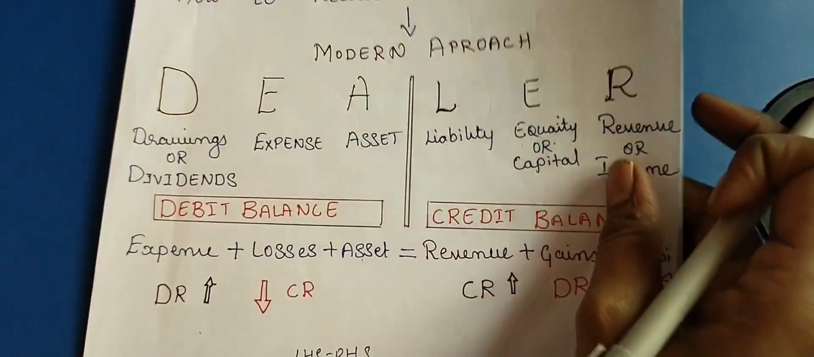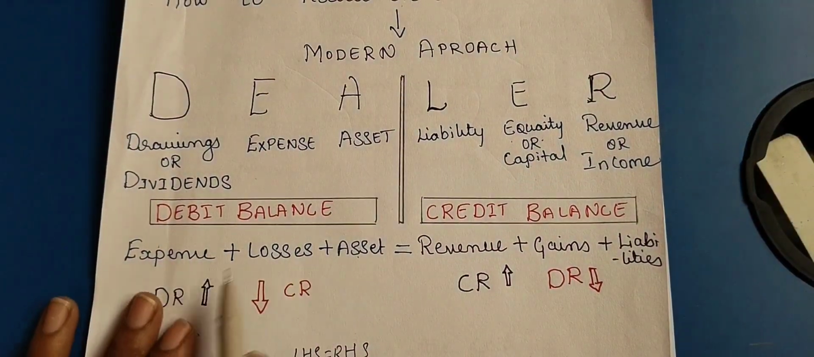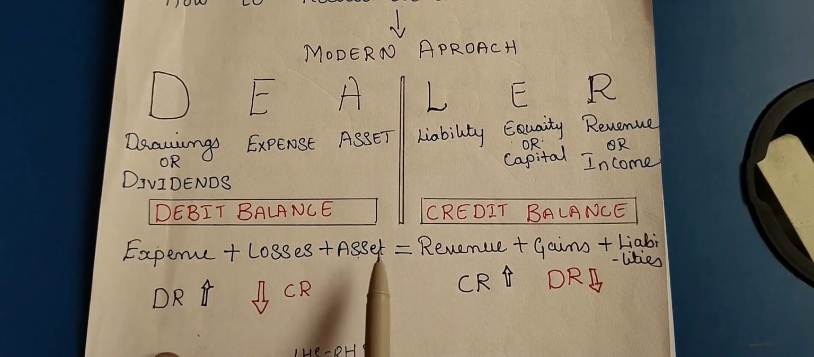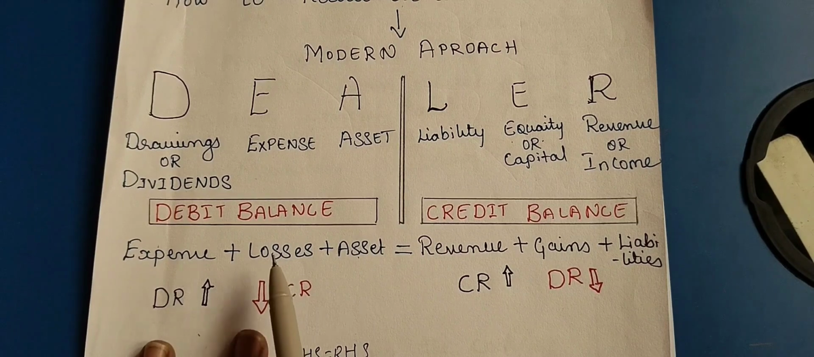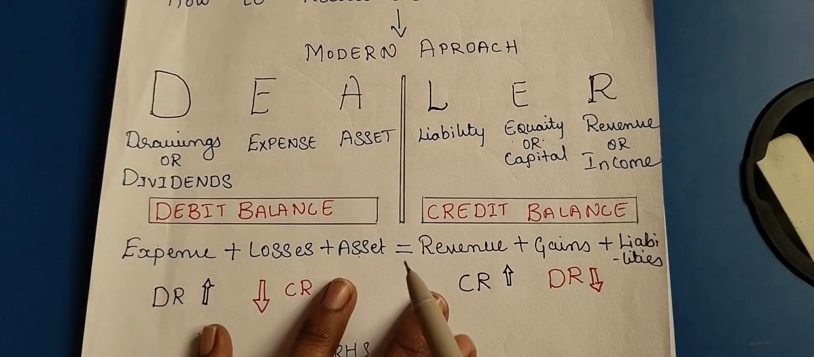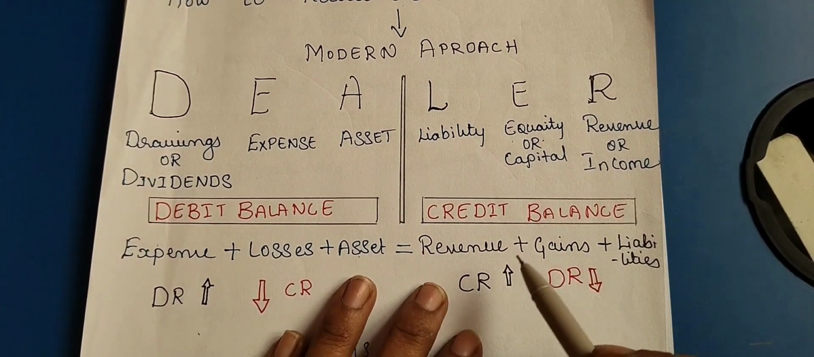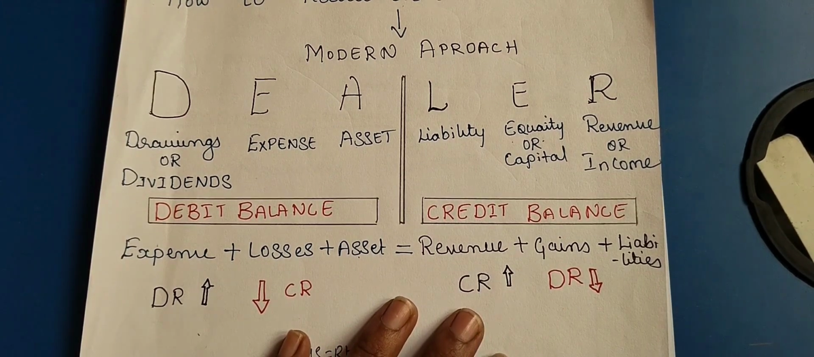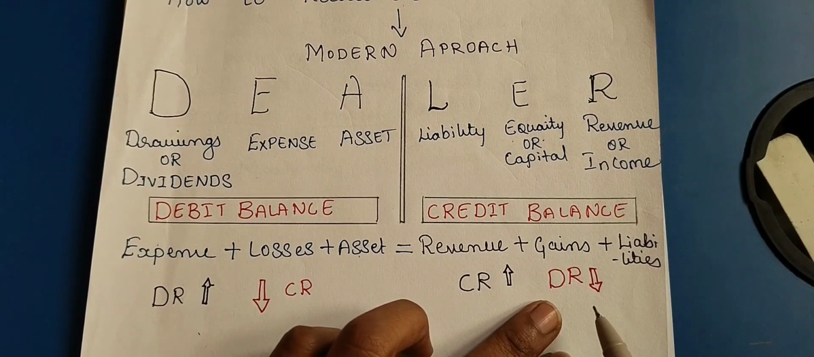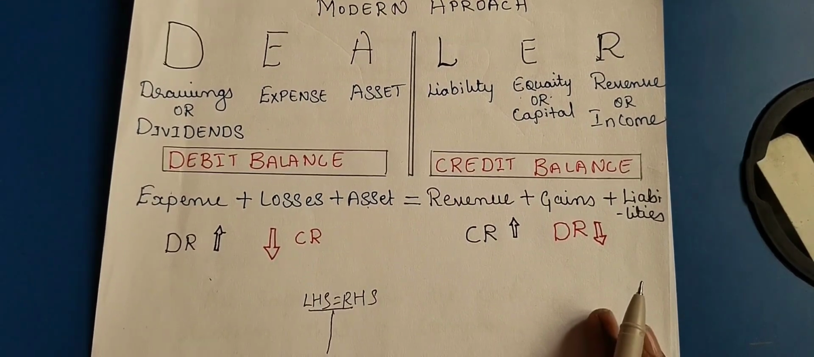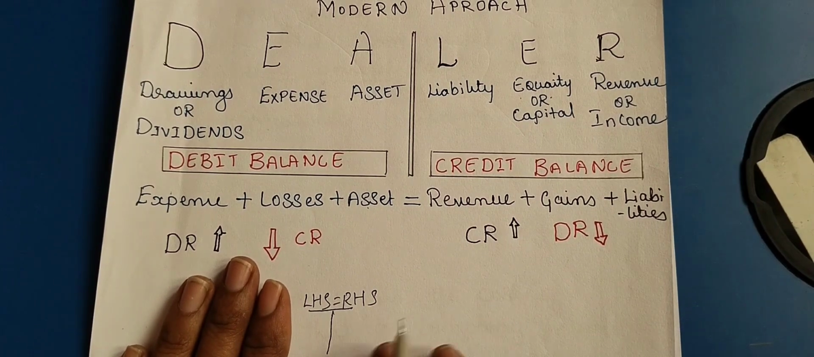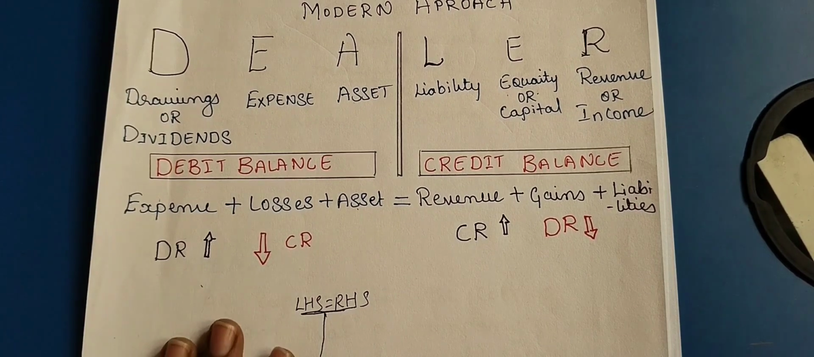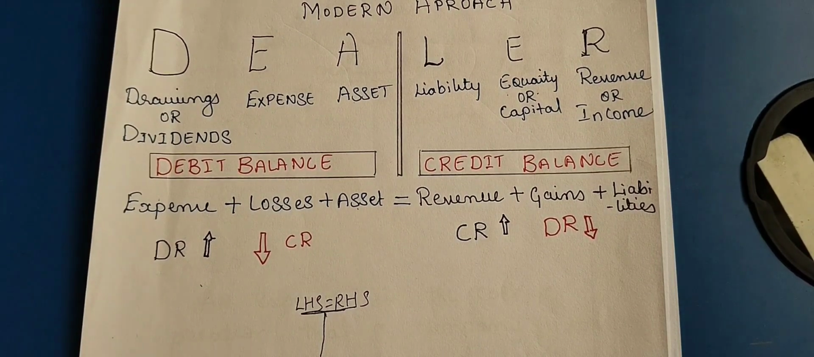How we are recording this is, see, here debit balance covers expenses, losses, assets. Any increase in these will be debited, any decrease will be credited. Credit balance, if you take, any increase in revenue, gain or liability will be credited, any decrease will be debited. If you take any account, you will have a left hand side and right hand side, in the T shape. Right. So always our LHS is equal to RHS.